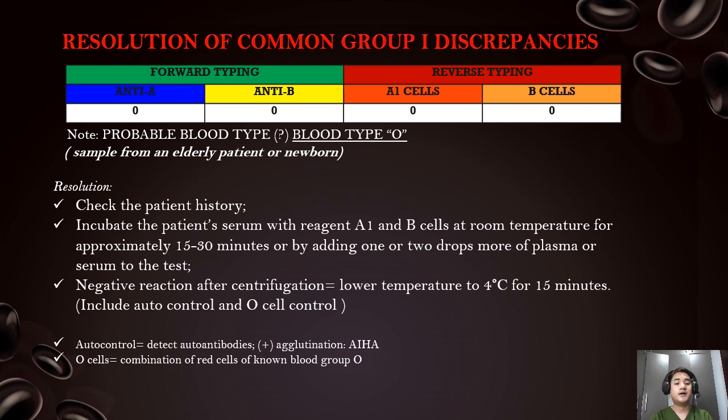And for your O cell control, this is a combination of your red cells of known blood group O samples and is used to rule out autoantibodies or alloantibodies.